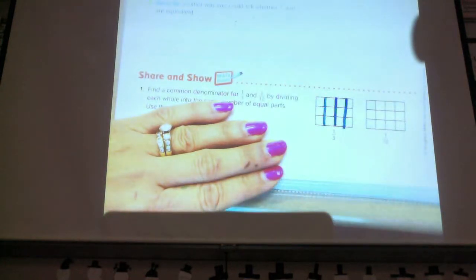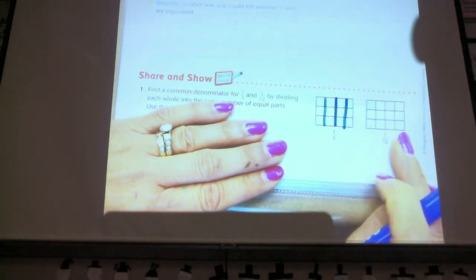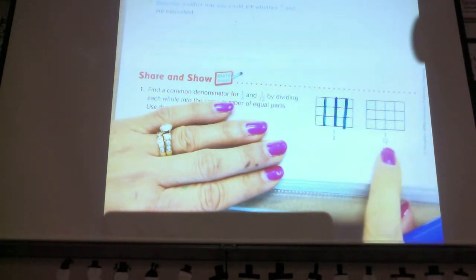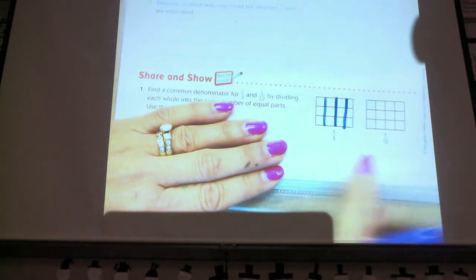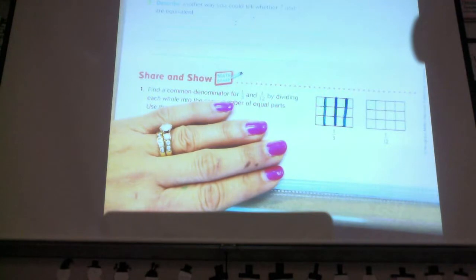Does that look similar to that one? Mm-hmm. So I didn't change this one, did I? Eyes are up here. Did I change this model at all? Did I change this one? Yes. Yes.